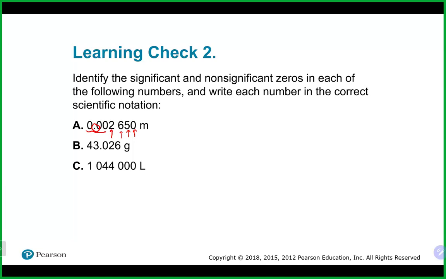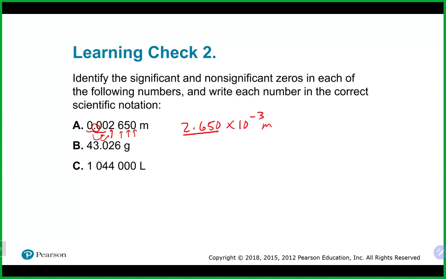Remember, proper scientific notation is a number between 1 and 10. It could be 1, but not 10. In this case, we would need to move the decimal to the right a few places: 1, 2, and 3, which would give us 2.650 times 10 to the minus 3 meters. Again, when we turn it into scientific notation, because it has 4 significant figures, I need to keep 4 significant figures here in my scientific notation. We should not lose any along the way. Question on that one there?